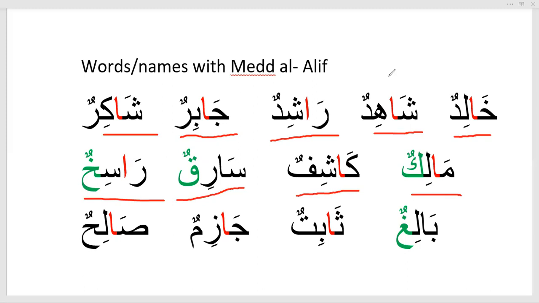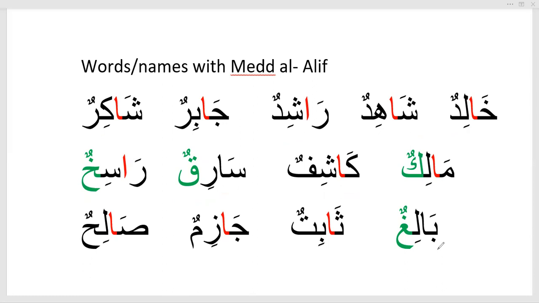Now, I still don't feel like I have a good understanding of the Aleph part, because I feel like I'm reading them the same as I would without the Aleph. No, you would say Malikun, Kashifun, Sarikun. You wouldn't say Sarik, you would say Sarik. Okay, got it. It would be a shorter sound.